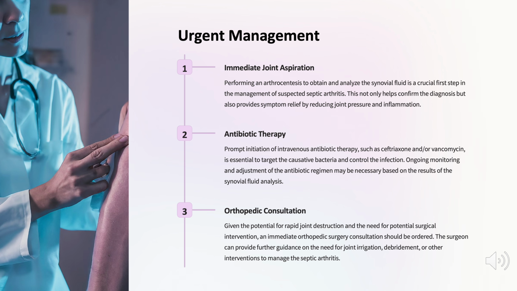Antibiotic therapy. Initiating intravenous antibiotic therapy promptly, such as ceftriaxone and/or vancomycin, is vital to target the causative bacteria and control the infection. Continuous monitoring and adjustment of the antibiotic regimen may be necessary based on the synovial fluid analysis results.